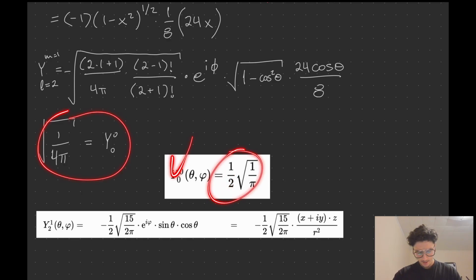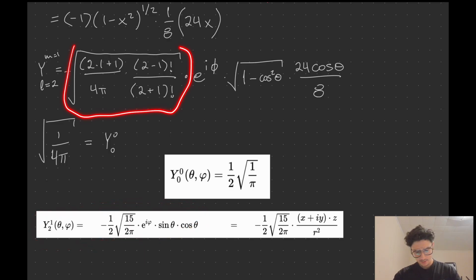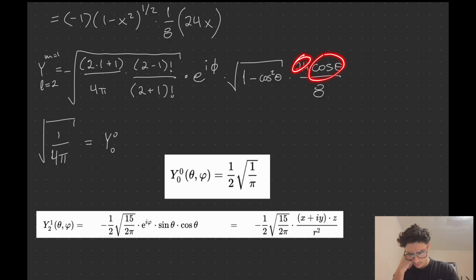Boom, check. But this one looks a little wonky. First thing I noticed is here I did not simplify this. I could have done that. I'm going to do that right now. Here we have e to the i phi. Here we have a cosine theta and then some more numbers. Here we have a cosine theta, but then here, square root of 1 minus cosine squared theta.